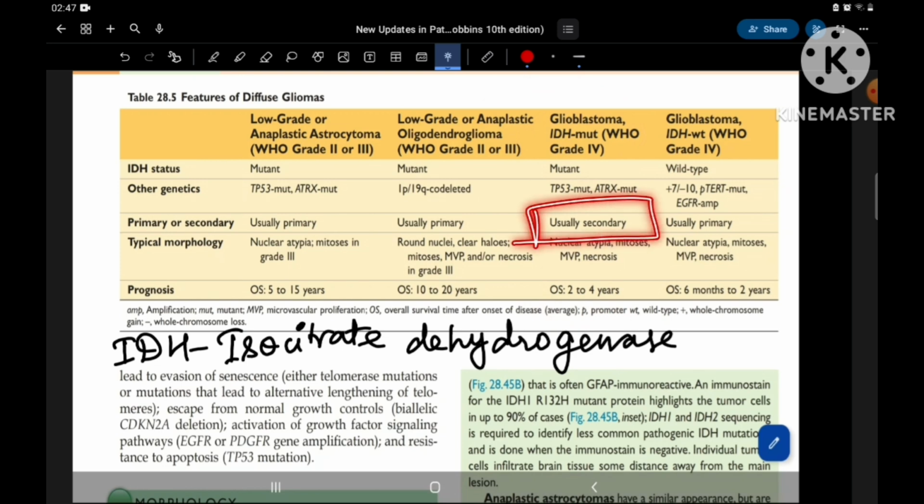So one important point is GBM, IDH mutant variety is usually secondary. So when someone has GBM, IDH mutant variety, you should know that it was a low grade type, either oligodendroglioma or anaplastic astrocytoma. Then only it has converted to GBM, IDH mutant variety. It has not occurred de novo. De novo only comes in IDH wild variety. So this IDH mutant variety comes from a low grade tumor to high grade tumor only. That is given in Robbins 9th edition, page number 1310.